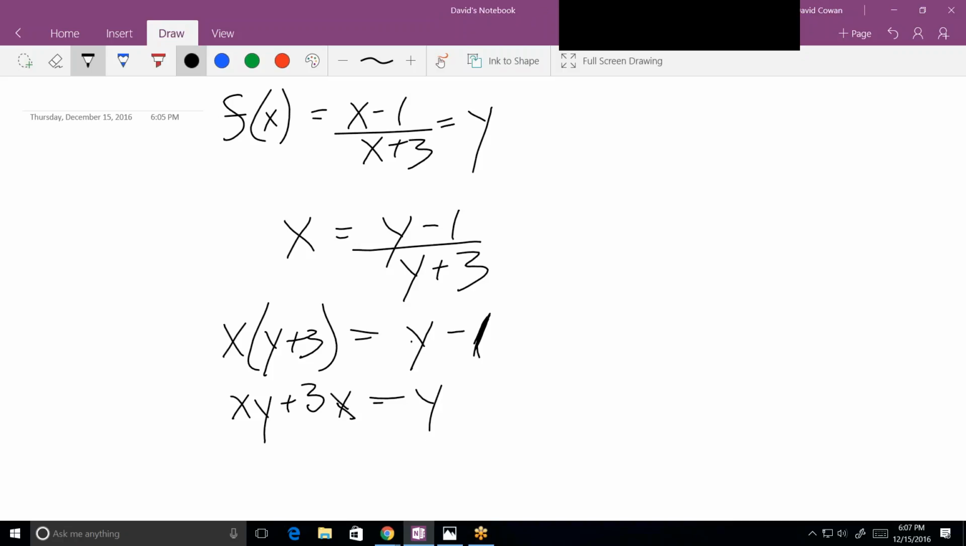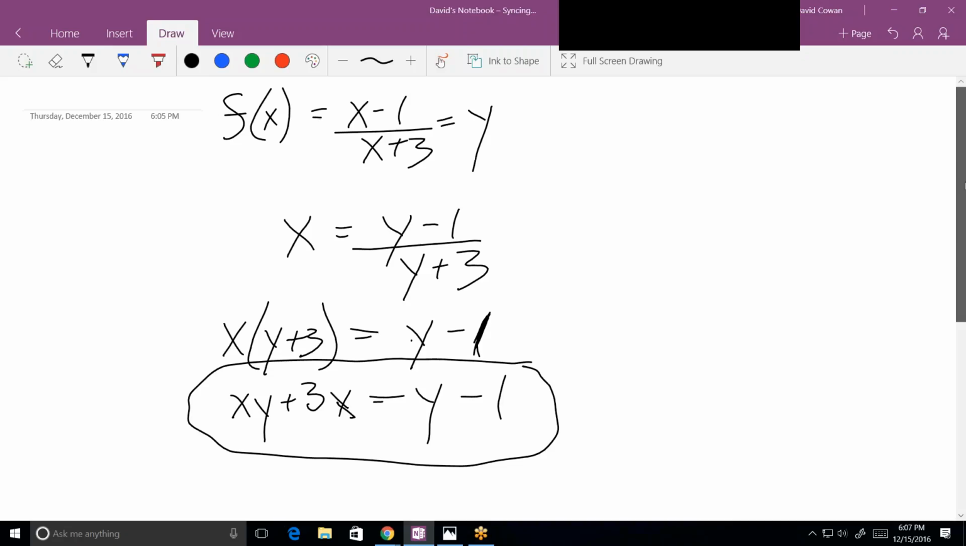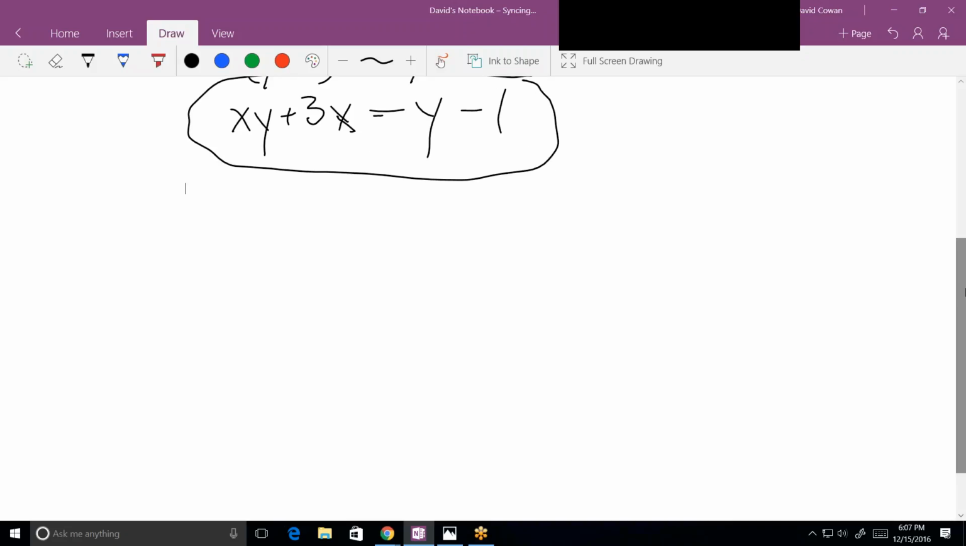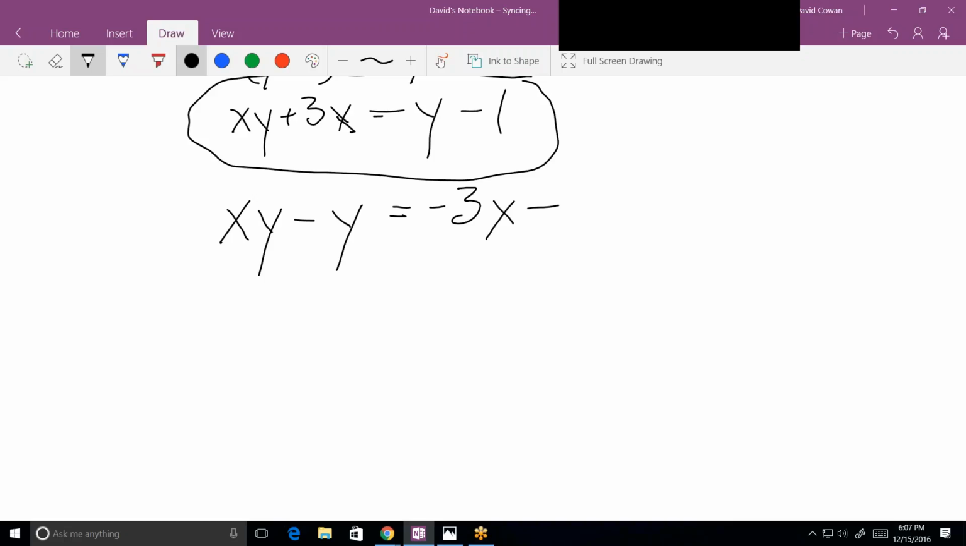equals y minus 1. Now at this point, since you're trying to solve for y, you want to put every term that has a y in it on one side of the equation, everything else on the other. Okay, so I'm going to bring this y to the left. So now I got xy minus y, and I'm going to take that 3x and move it to the right, making it negative 3x minus 1. Now can you figure out how to solve for y?